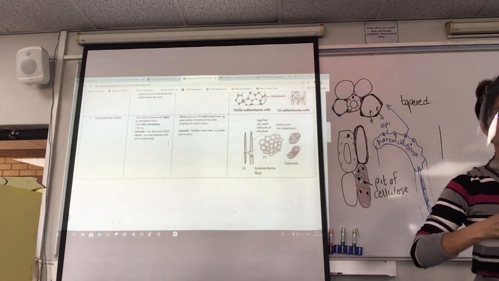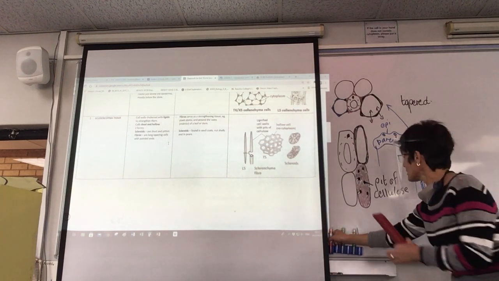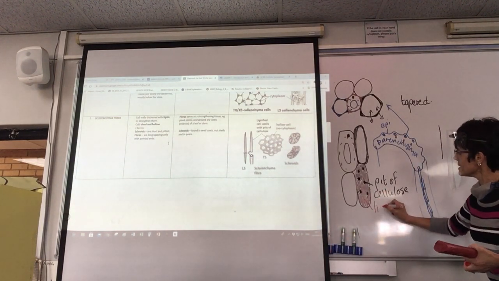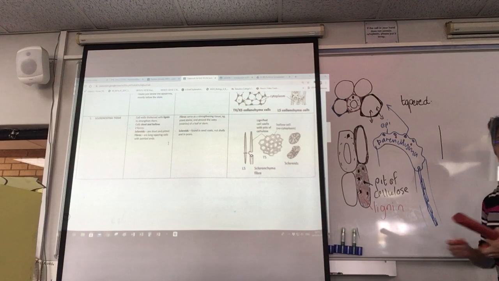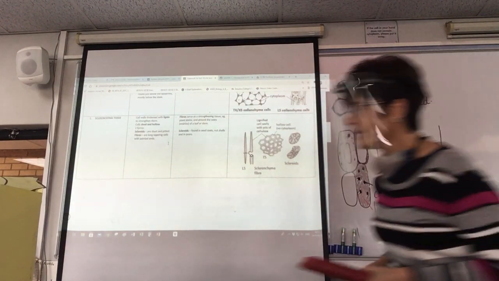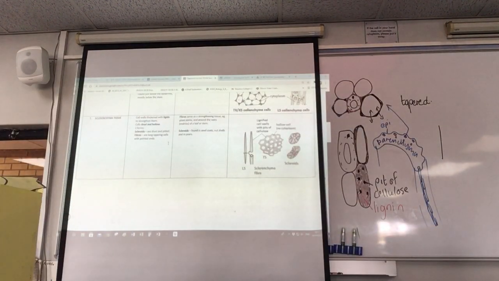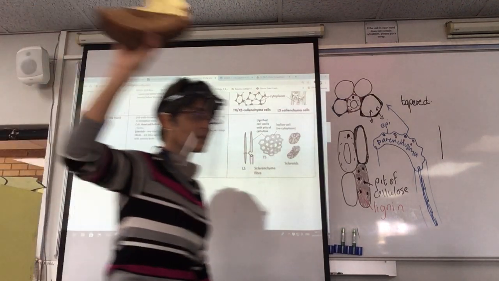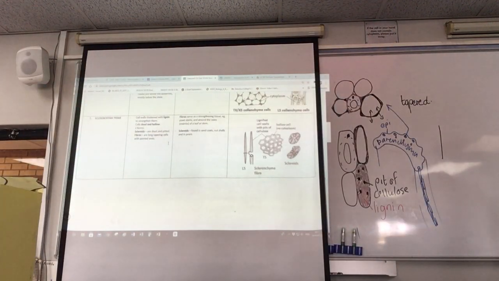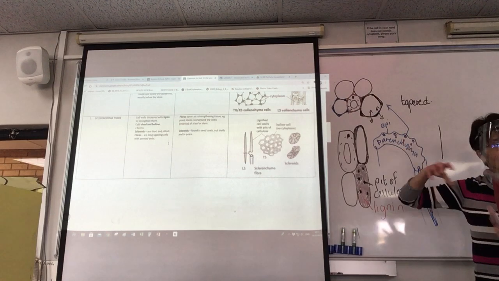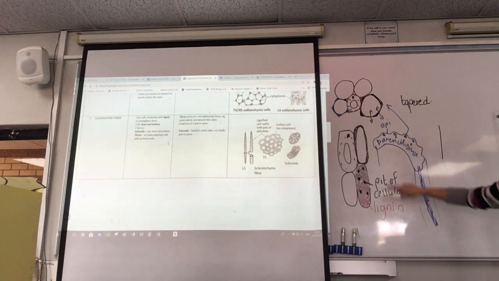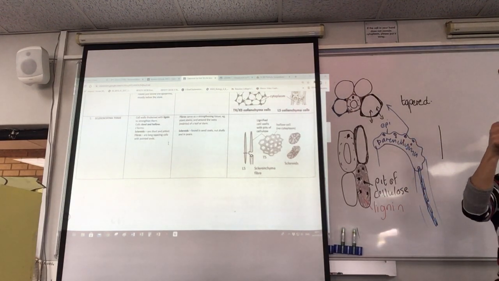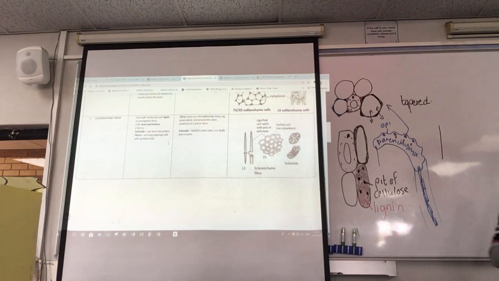And the rest of the cell wall has been strengthened with lignin. And lignin is a tough, waterproof substance. And it helps to make wood. So wood is mainly made up of cells whose cell walls are strengthened with lignin. Okay, so can you see how a parenchyma cell can become a sclerenchyma cell? Extra lignin gets added.